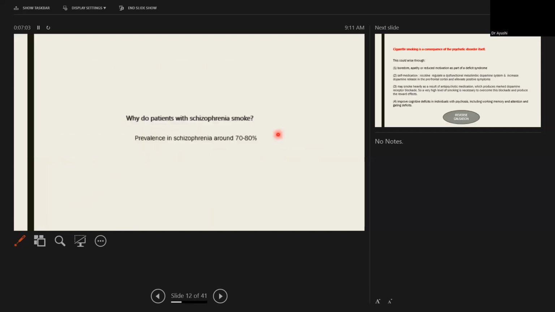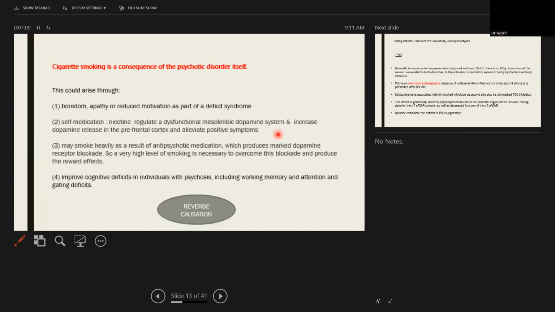Now, why do people with schizophrenia smoke? The prevalence of smoking in schizophrenia is around 70 to 80%. So the first thing is cigarette smoking is a consequence of psychotic disorder itself. And this could arise because of boredom, apathy, and reduced motivation as a part of deficit syndrome. As a self-medication, nicotine regulates the dysfunctional mesolimbic dopamine system, increases dopamine release in the prefrontal cortex, and alleviates positive symptoms.